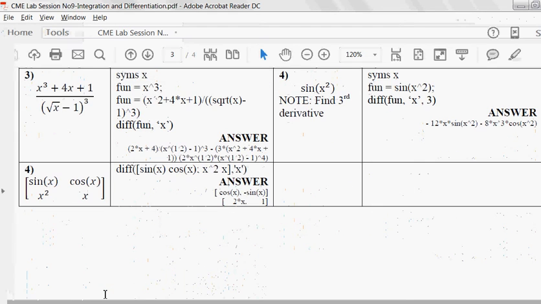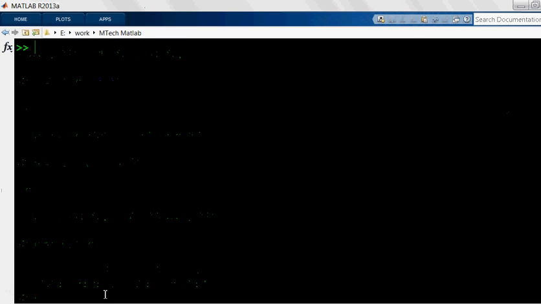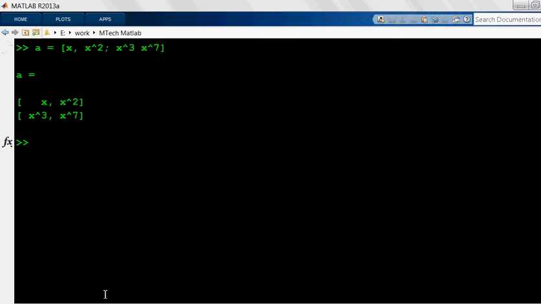And proceeding on, we can also define a particular matrix itself. Let's define A is equal to x, x squared, x cubed and x to the power 7. This is our matrix A. This is basically a matrix A containing all symbolic variables. I can also differentiate A itself with respect to x. Okay, the entire matrix is going to get differentiated. Let me check pretty on this one.